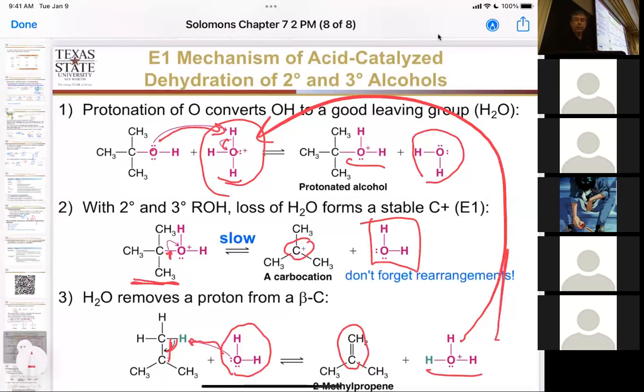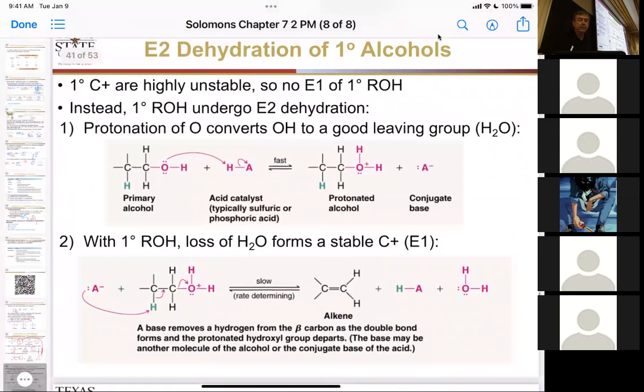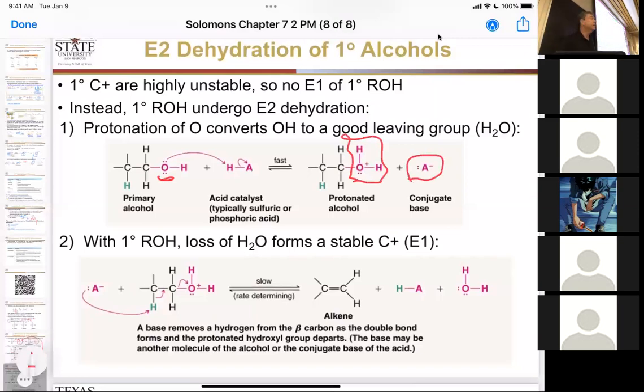What happens in primaries though? Well, I kind of gave it away. I said it was going to go by a different mechanism. In this case, we start the same way. We add a proton. Our alcohol acts as our base to generate our oxonium cation right here. Because we can't form that carbocation, it can't leave. It's stuck there. But what did we just do? We just created a conjugate base. We can use this conjugate base to remove a proton here, regenerate our acid, spit out water, and form our alkene.